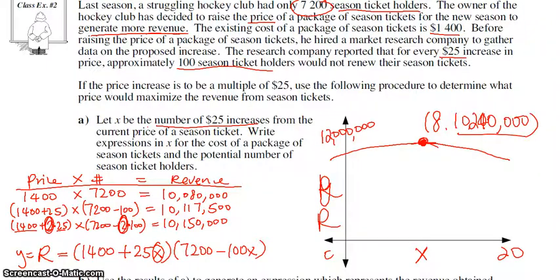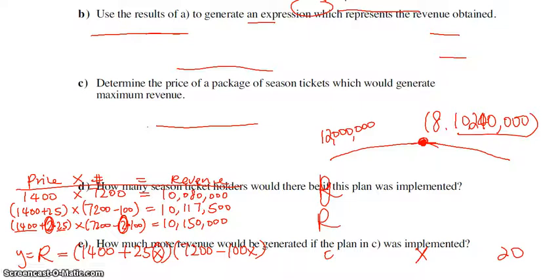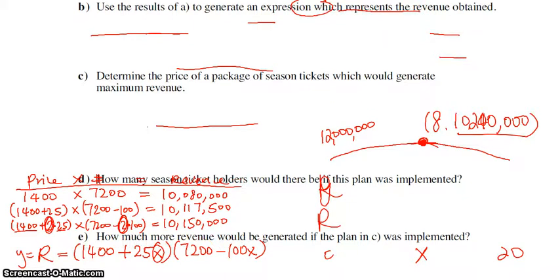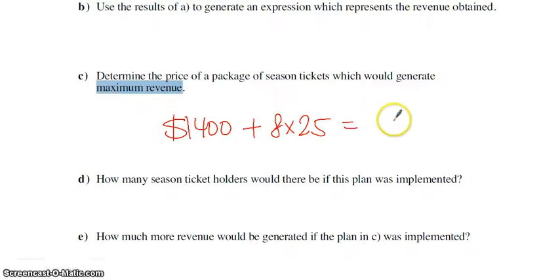Right? So I will answer the following question. Write an expression. I already did. Determine the price of the season ticket that will generate the maximum revenue. See the maximum point. So the answer is 1400 plus 8 times $25. So the ticket price should move to 1600.